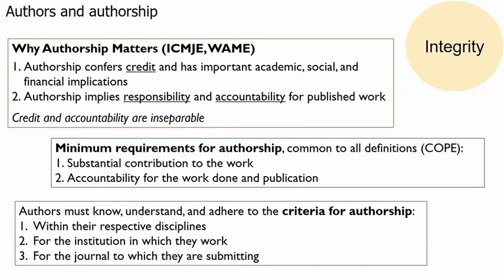Criteria for authorship should be in line with institutional criteria if your institution has criteria. Only about 24% of institutions actually have criteria for authorship. And then most importantly are the criteria of the journal to which you are submitting. If you are going to repurpose an article that wasn't accepted elsewhere, make sure that all the people who were an author on the previous version qualify for authorship for this new journal.